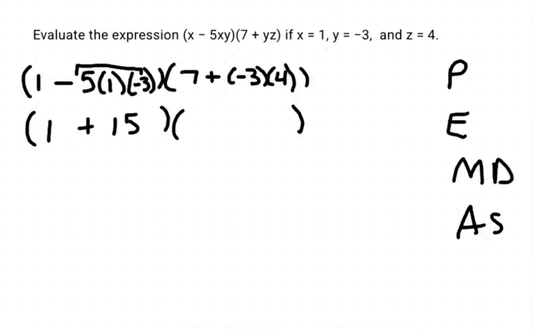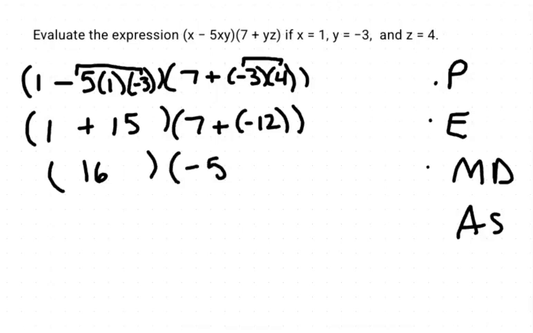Now in my second parentheses, I have that same issue. I've got this add here. Don't do it. Multiply first, and then you're going to add. So -3 times 4 is a -12. So I have a 7 plus a -12. And now I can add these guys together. Okay, I've done my parentheses, exponents, my multiply, division. So now I'm adding. I get 16. I can add here, and I get -5.